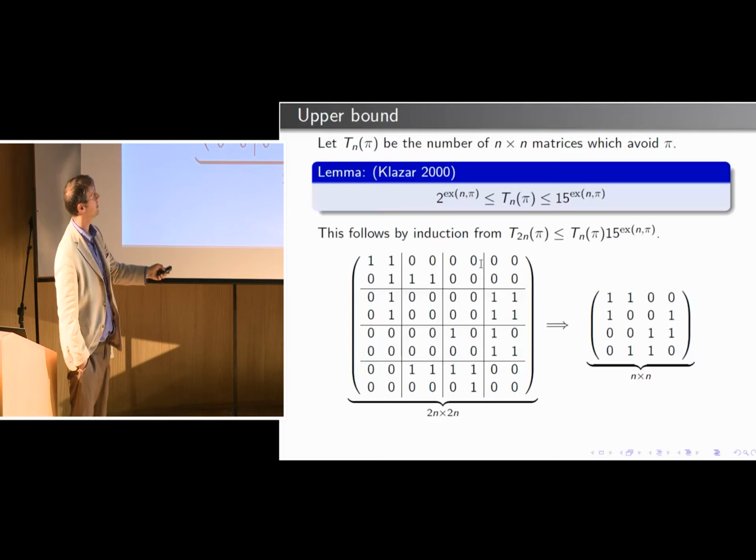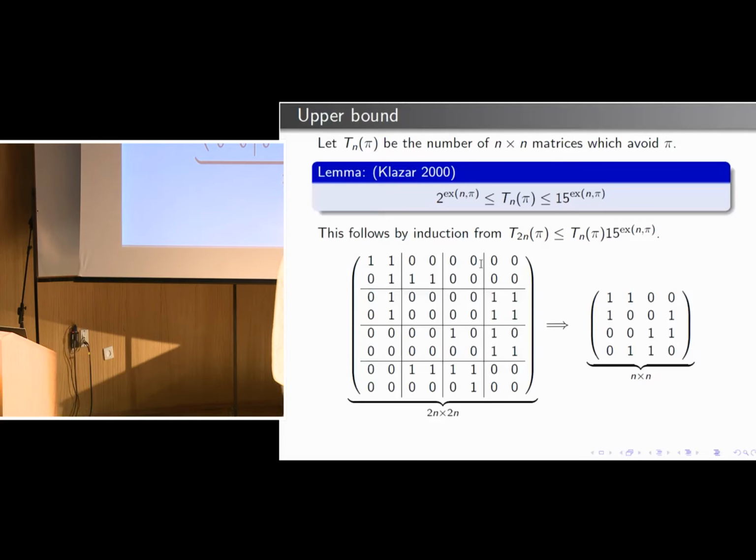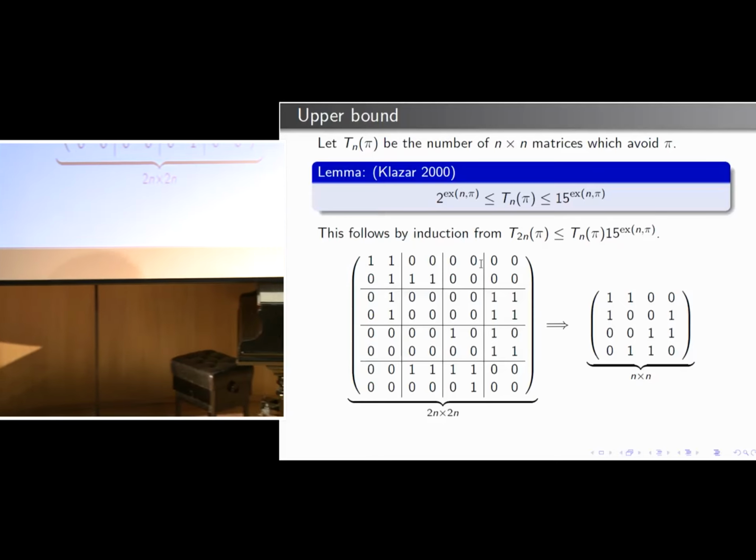If it was all zeros, you'd get a 0, but if there's at least one 1, you get a 1 in the corresponding entry. So let's bound the number of choices for this 2n by 2n matrix by using the n by n matrices. So how many possible images are there? Well, when we do these contractions, we're also going to avoid pi. So there's at most T_n(pi) possible choices for this image.